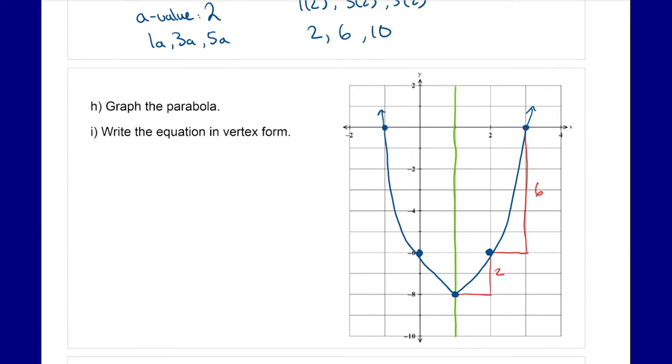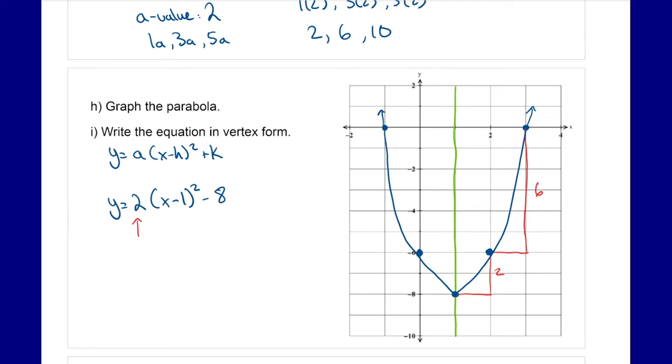I can also write it in vertex form if I really want. If we recall back to when we introduced quadratics, vertex form is a(x minus h) squared plus k. We know the a value is 2, the same as the other ones. We also know the h value, which is the axis of symmetry, or in this case, 1. We put the opposite in, so -1. And the k value is that optimal value, or -8.